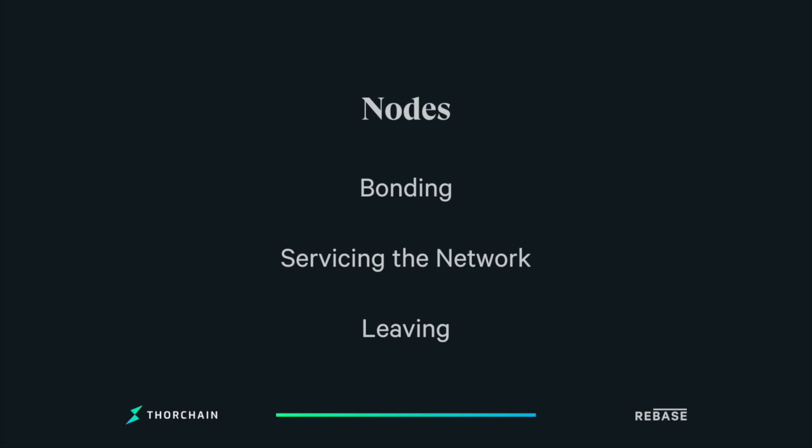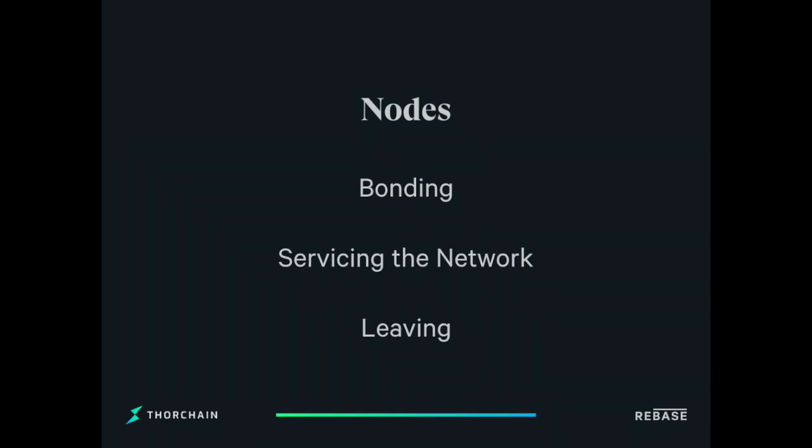Once nodes have left, they can rejoin at any point by bonding in again through the process that I described a moment ago. In order to rejoin the network, nodes need to rebuild their node software. This encourages them to be running up-to-date software at all times, and in practice it makes sure that the network stays up to date as time goes on.